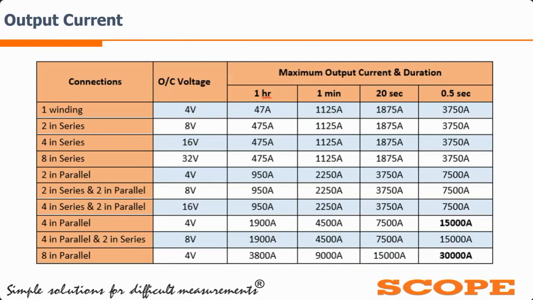And as per the connections, we can increase and decrease the open circuit voltage as well as current. So these selections we have provided, so the user can directly set the connections of the winding in series or in parallel as per the requirement of the current and the open circuit voltage.